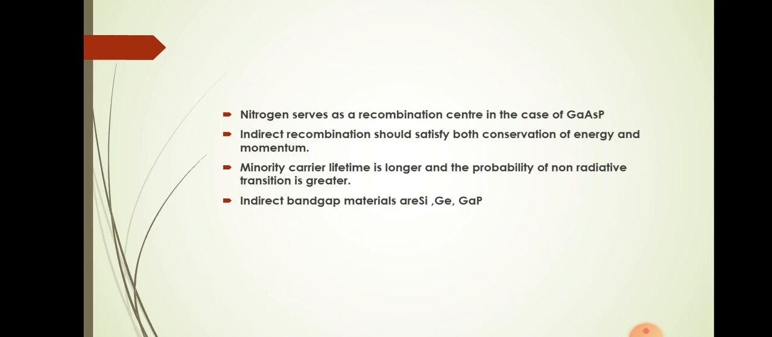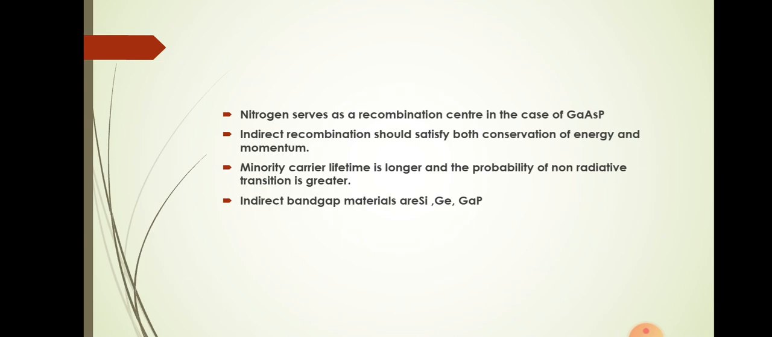And indirect recombination should satisfy both conservation of energy and momentum. Then only indirect recombination takes place. What do you mean by energy conservation and momentum conservation? Energy can neither be lost nor created. That is the conservation principle. And minority carrier lifetime is longer, and the probability of non-radiative transition is greater in the case of indirect recombination.